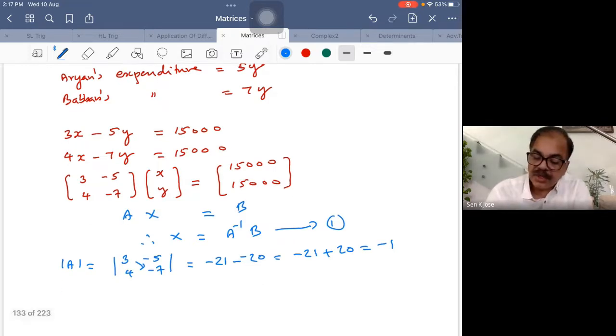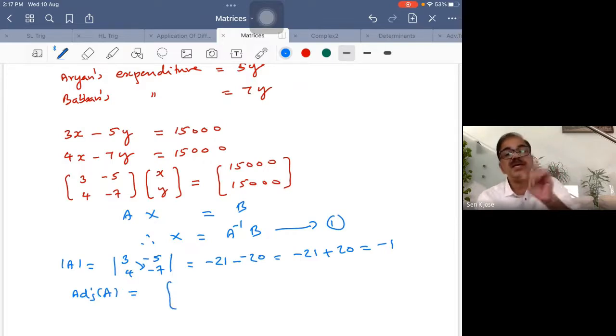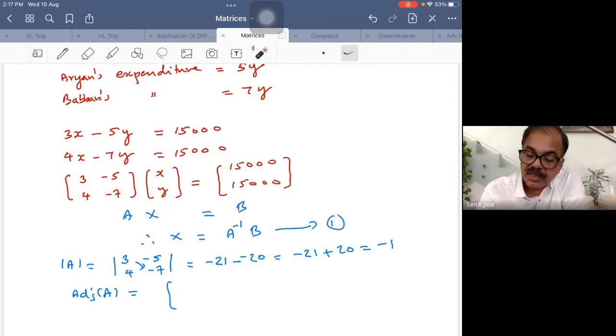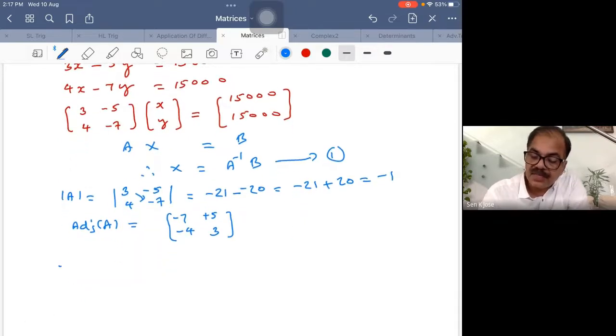Now I need adjoint of A. Adjoint of A has a shortcut for a 2 by 2 only. So the shortcut is interchange the diagonal elements. 3 and negative 7 will become negative 7 and 3. Make the other elements with opposite sign. So positive 4 becomes negative 4 and negative 5 becomes positive 5. So I can find what is A inverse.